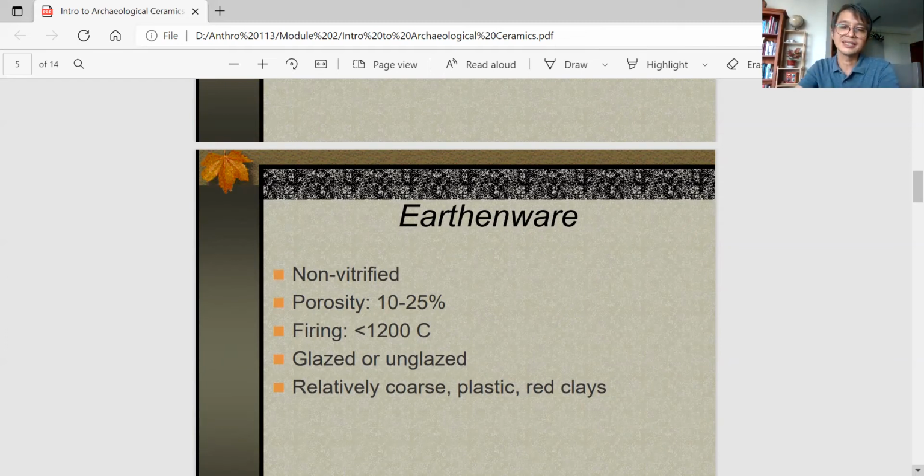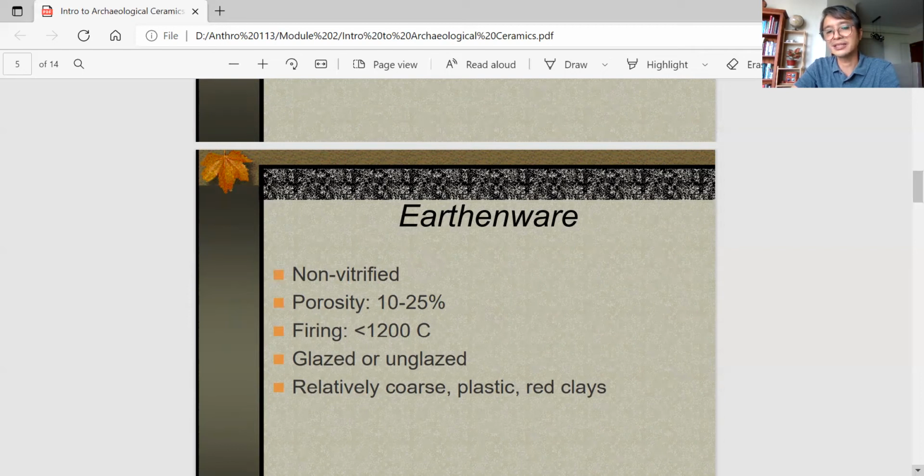Okay, porosity. This is more porous than the stoneware and the porcelainware. So we put the porosity, for example, at 10 to 25%. I will show you the numbers of the other two later. So for firing, this would be baked or fired in a temperature lower than in stoneware and in porcelainware. So this would come at around less than 1,200 centigrade or Celsius.